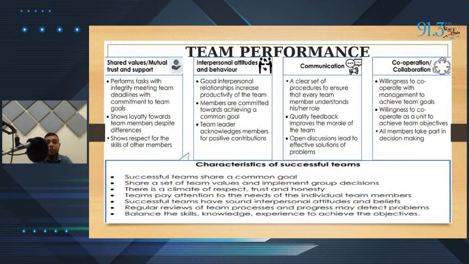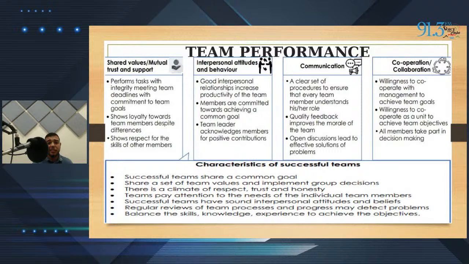It is to perform tasks with integrity, meeting team deadlines with commitment to team goals. It also shows loyalty towards team members despite differences. It also shows respect for the skills of other members. Our interpersonal attitudes, remember, they would give us a scenario. We now need to mention what team performance is taking place.